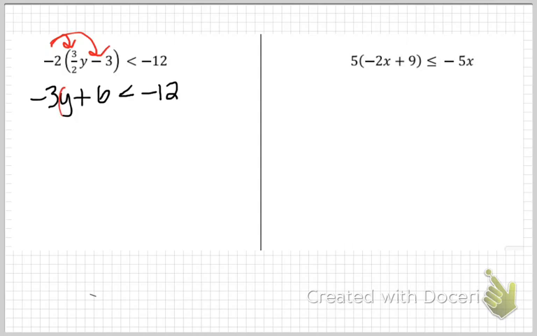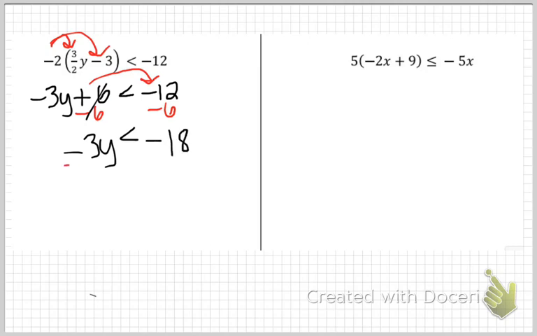We need to isolate the variable. So the negative 3 is multiplying it. The 6 is adding it. We need to get rid of whatever is adding or subtracting first. So I'm going to subtract it over. This cancels. We bring down the inequality, the term, the inequality, and we get negative 18.